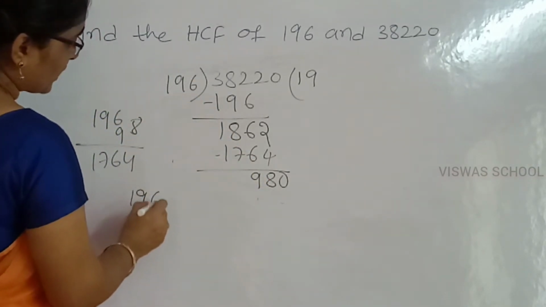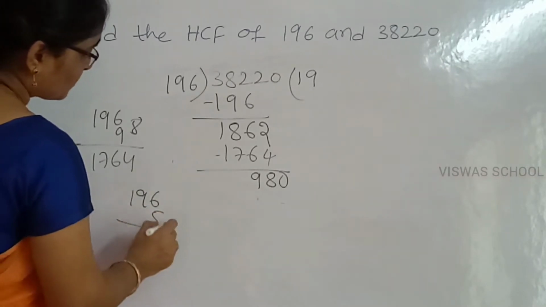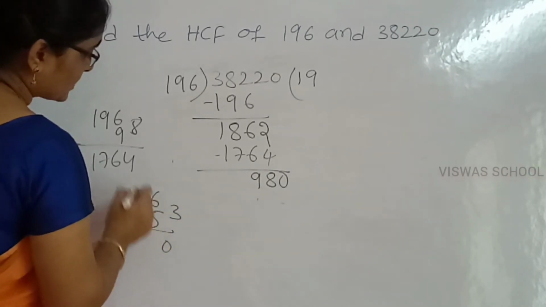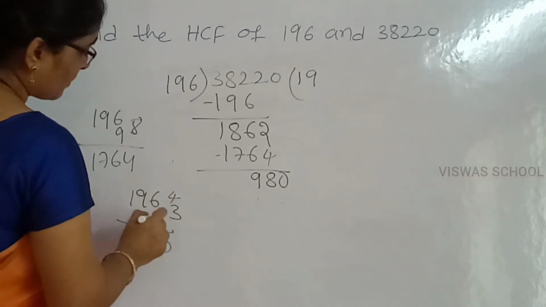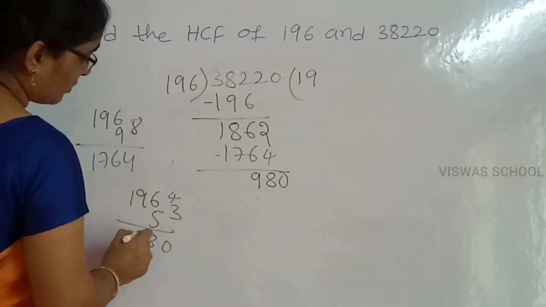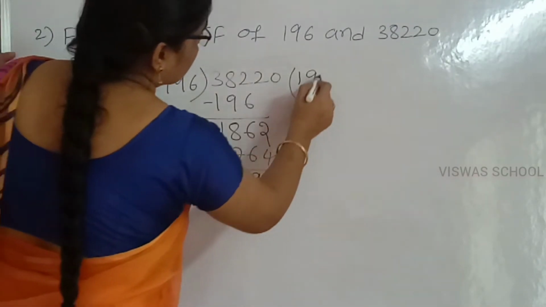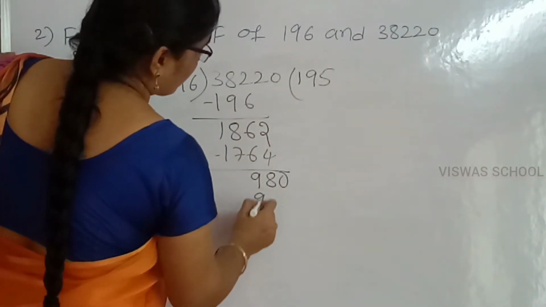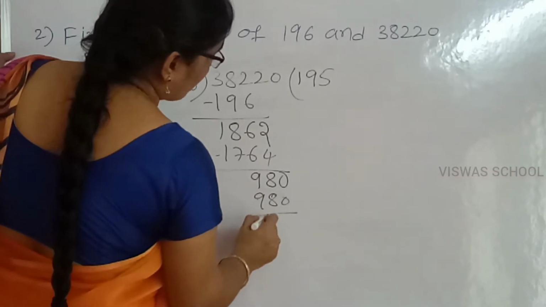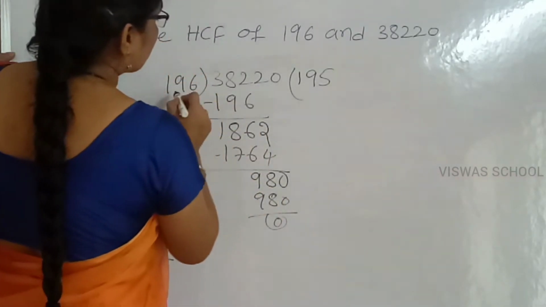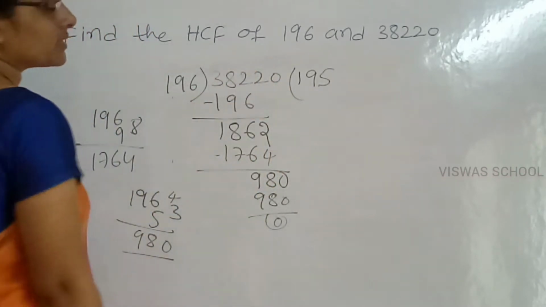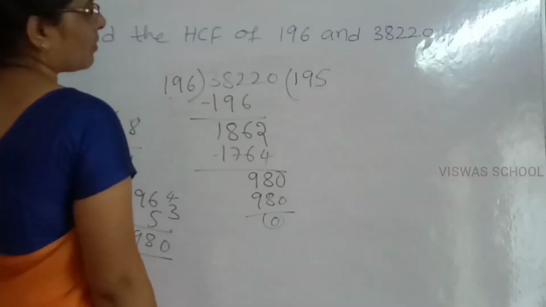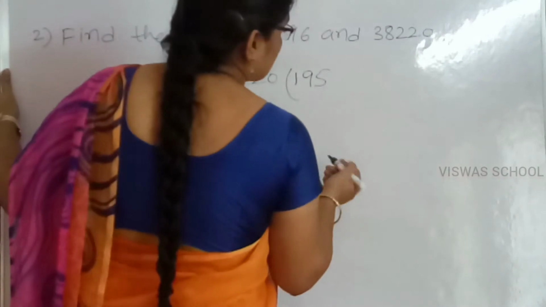That is 196 5s are how much? 5 6s are 30. 5 9s are 45. 45 plus 3 equals 48. Now 5 1s are 5. 5 plus 4 is 9. 980. Now the remainder is what? 0. That is 196 into 195 equals 38,220. Okay. Then how do you write this in Euclid division algorithm?